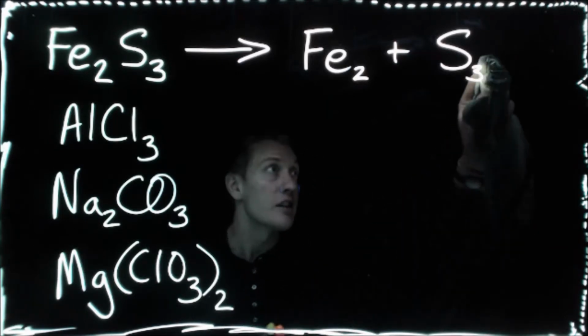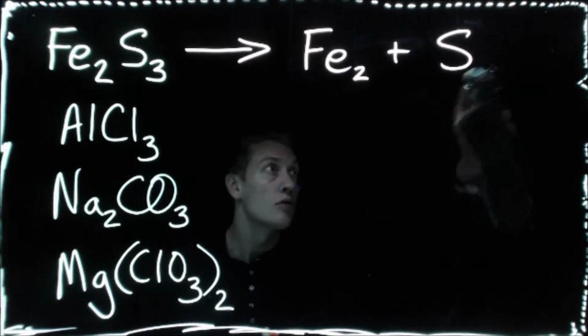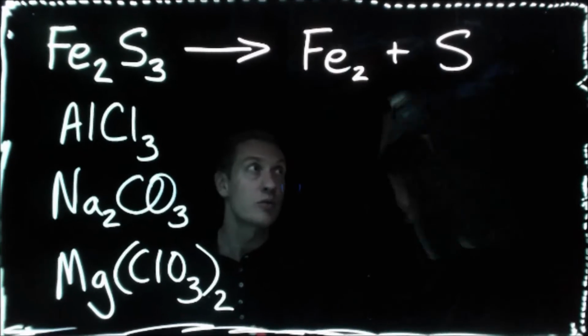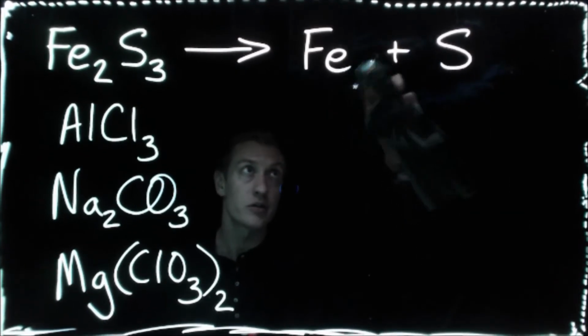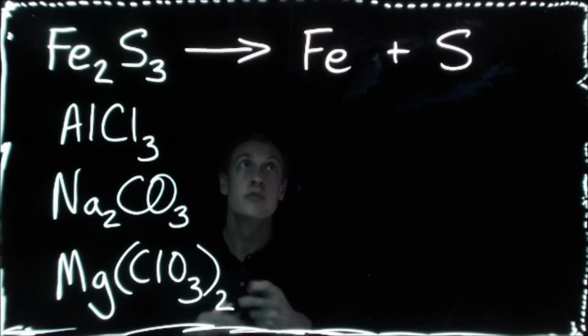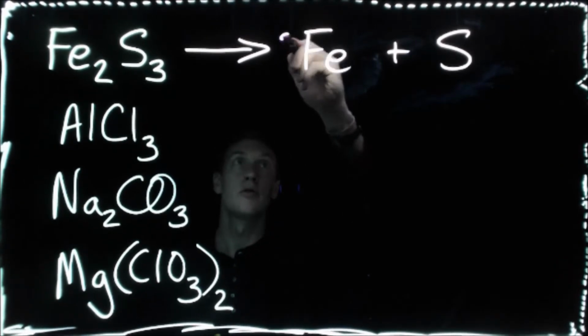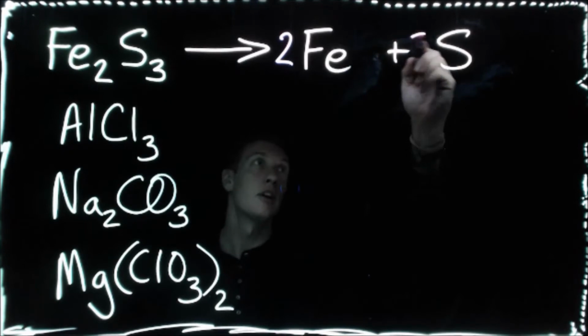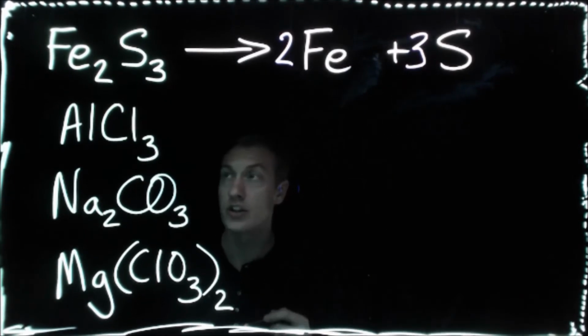So we're going to erase this. And in order to balance it, we're going to add coefficients. So we will put a 2 there and a 3 there, and now that equation is balanced.